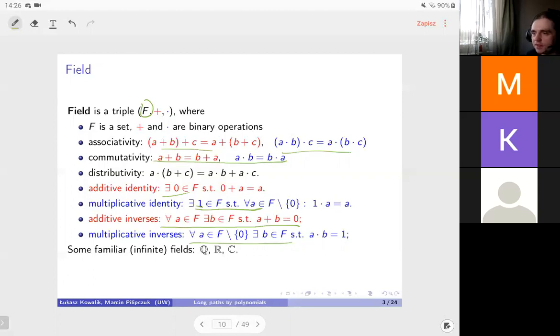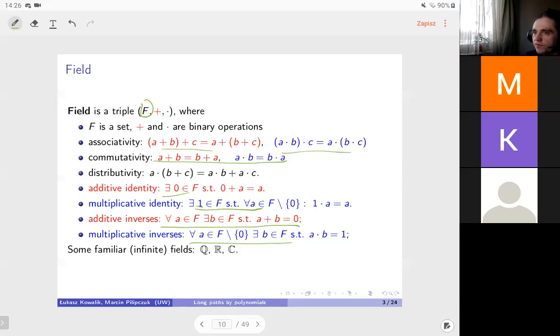You behave as you expected, including that you cannot divide by zero, because you can easily prove that you shouldn't be able to do so. So, for example, reals or complex numbers are fields, but the more important example for fields now is that we also need finite fields.